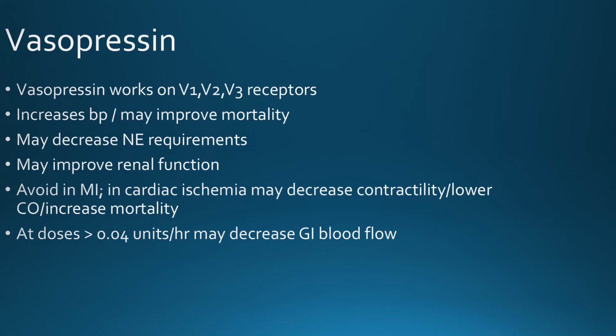Vasopressin works by V1, V2, and V3 receptors, increases BP, may improve mortality, may decrease norepinephrine requirement, and may improve renal function. Avoid in MI and cardiac ischemia, as it may decrease the contractility, lower cardiac output, and increase mortality. At doses of more than 0.04 units per hour, it may decrease the GI blood flow.